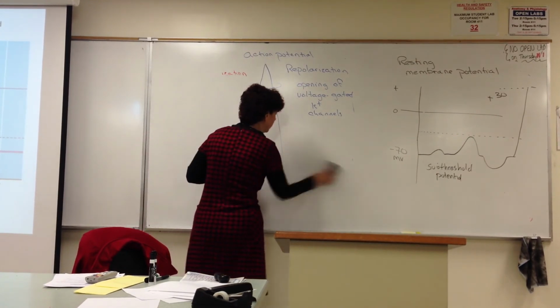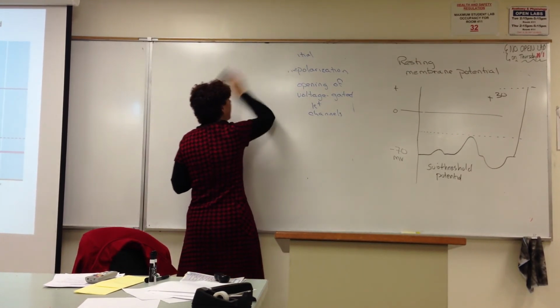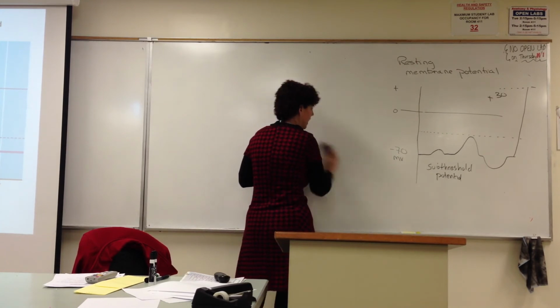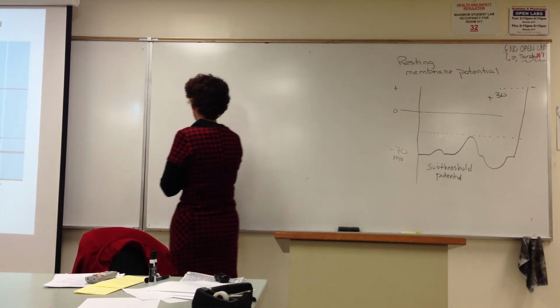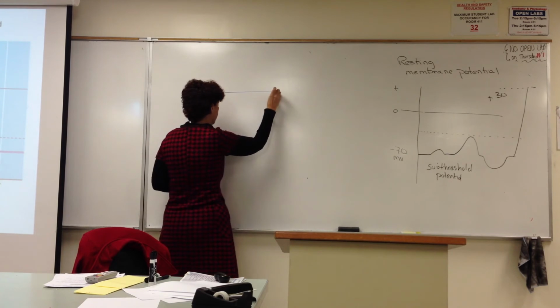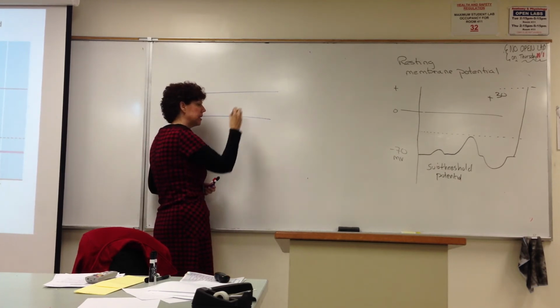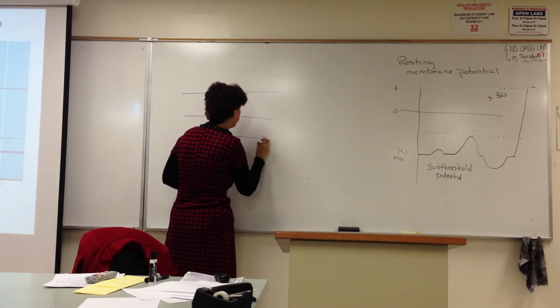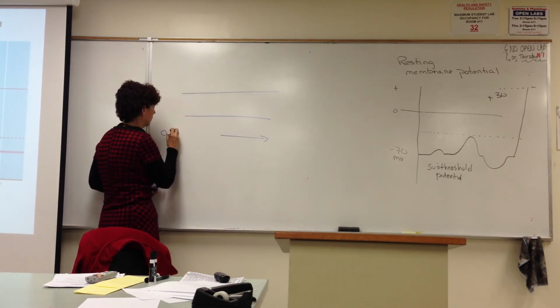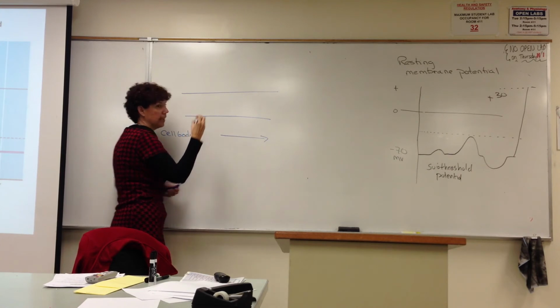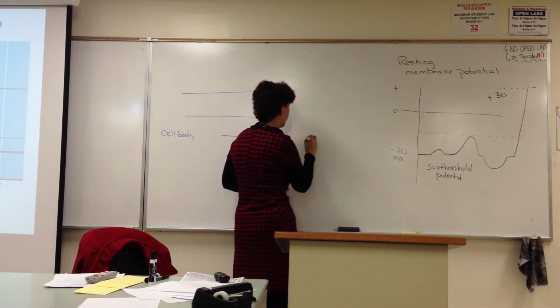So the effect that we're seeing along the axon, now that we've triggered this, is that the action potential is always traveling away from the cell body and towards the axon terminals, the synaptic boutons.